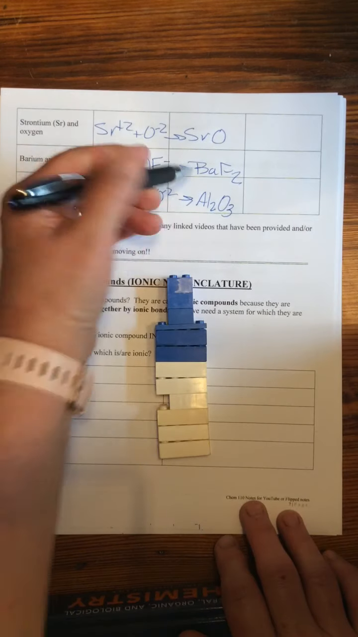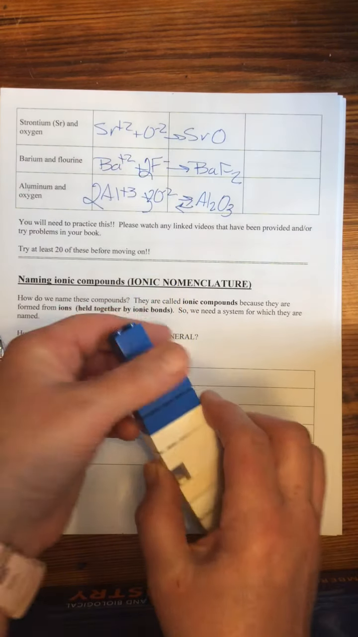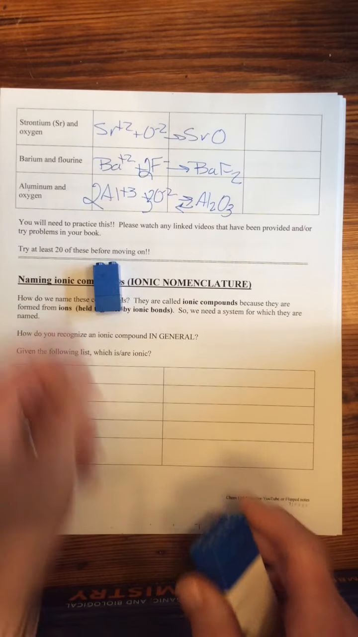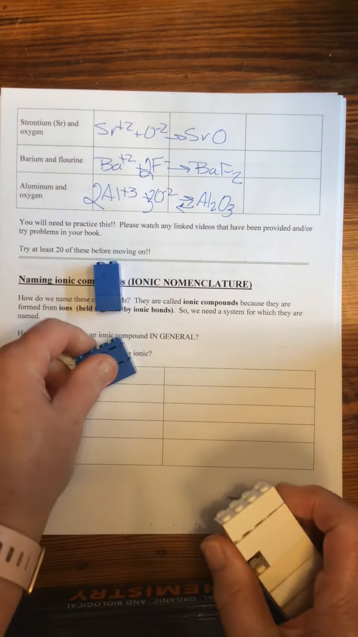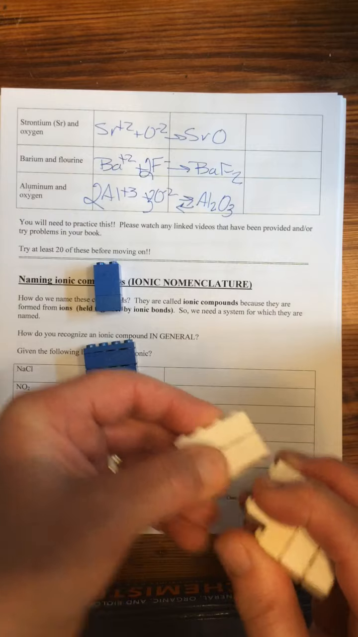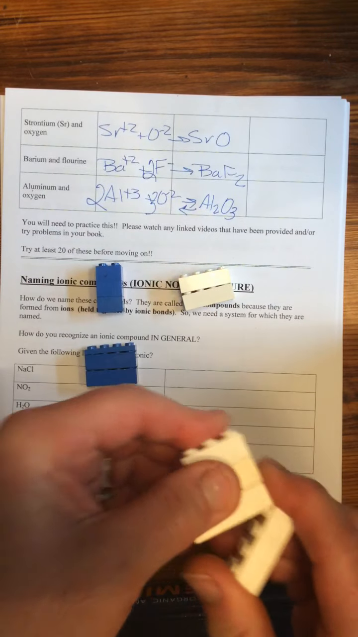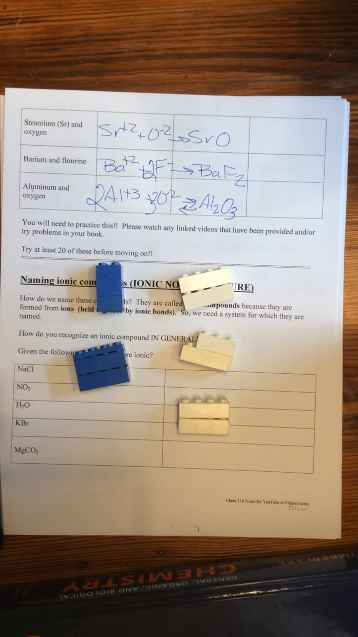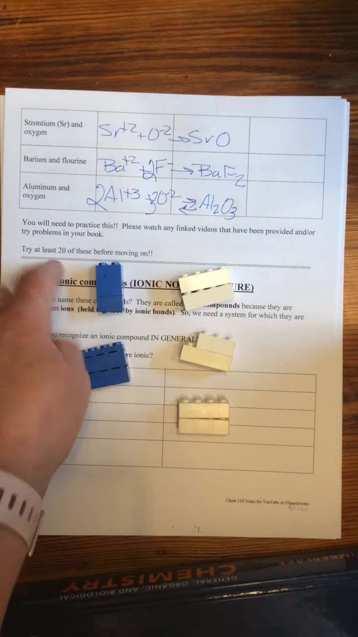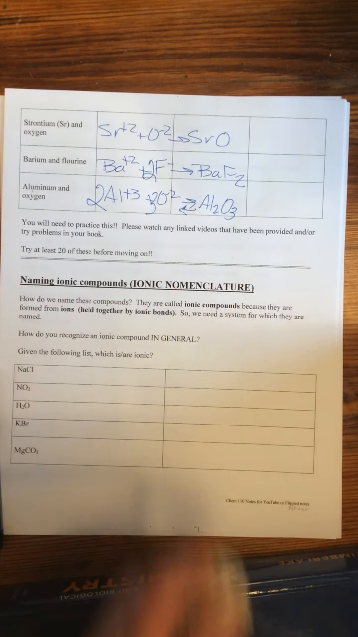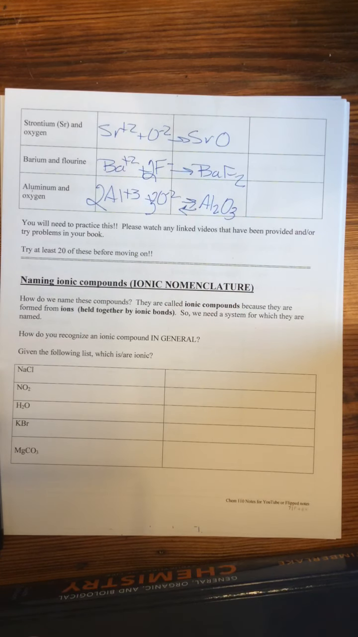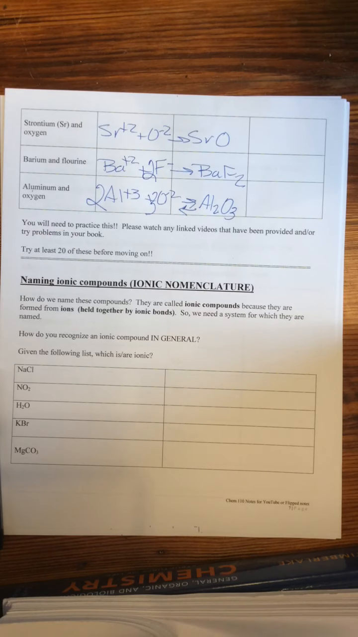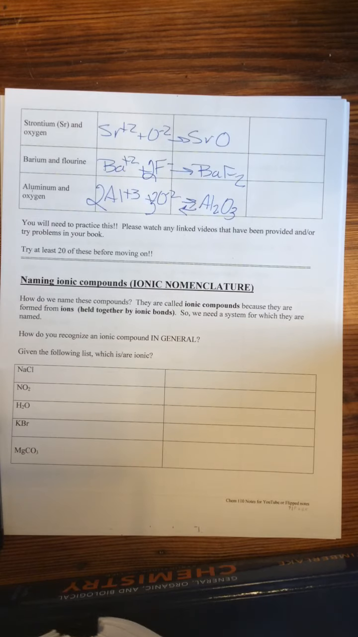And when I take it apart, what I see is that I have, here's one aluminum that I started with, here's the other aluminum that I started with, here's an oxygen that I started with, here's another oxygen that I started with, and there's the third oxygen that I started with. Practice forward, backwards, forward, backwards. Okay, so now I'm telling you to try at least 20 of these. So there are tons.